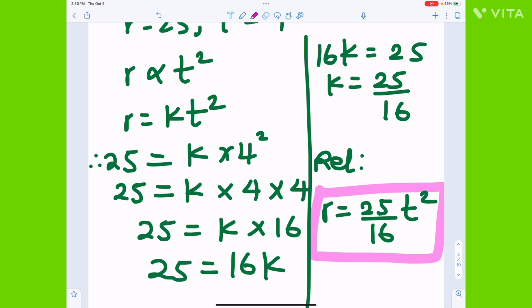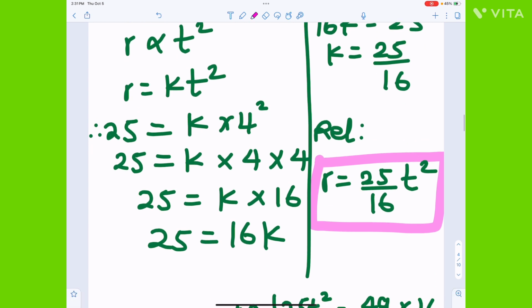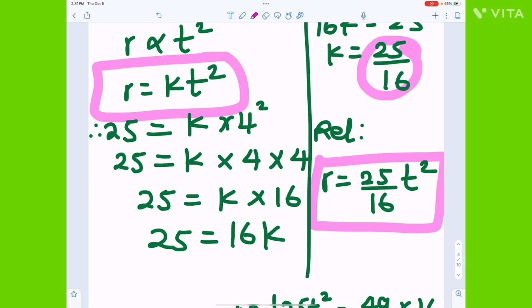What does that give you? K is equal to what? 16k is 25. K will be equal to 25 over 16. So your relationship between r and t will now be r is equal to 25 over 16 times t squared. You just come to this place, replace the constant with 25 over 16, and you get the relationship between r and t.